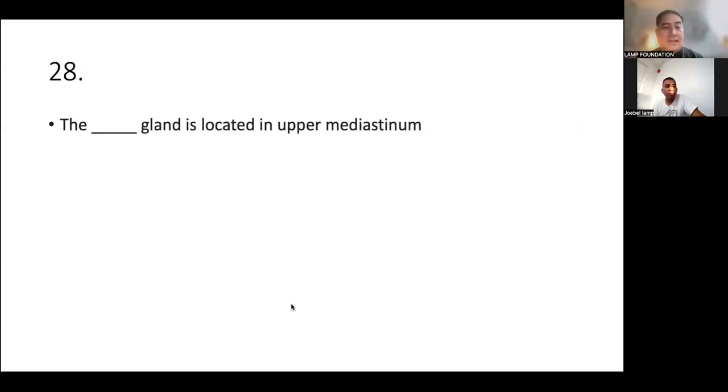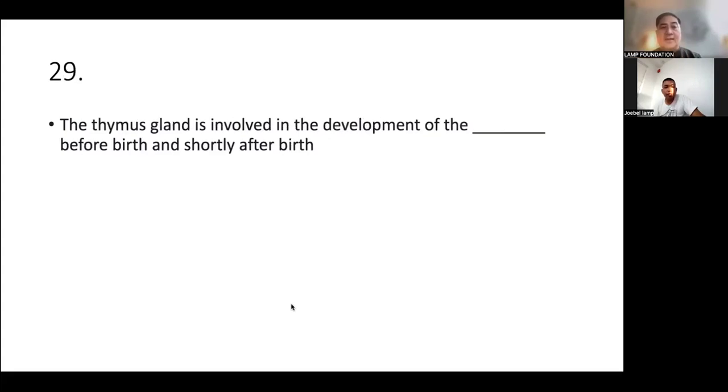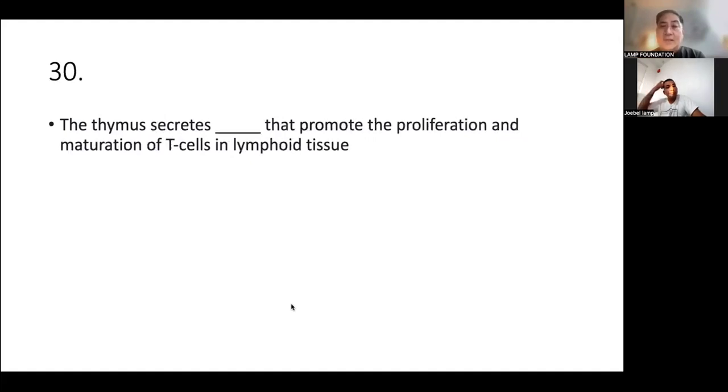The blank is located in the upper mediastinum. The thymus. Yes, the thymus gland. The thymus gland is involved in the development of blank before birth and shortly after birth. The immune system. The thymus secretes what that promote the proliferation and maturation of T cells in the lymphoid tissue? Thymosin. Yeah, these are the hormones.